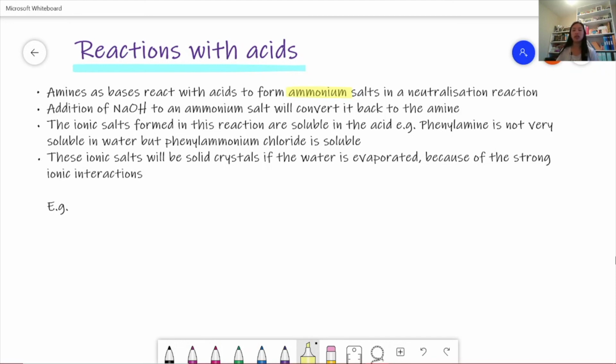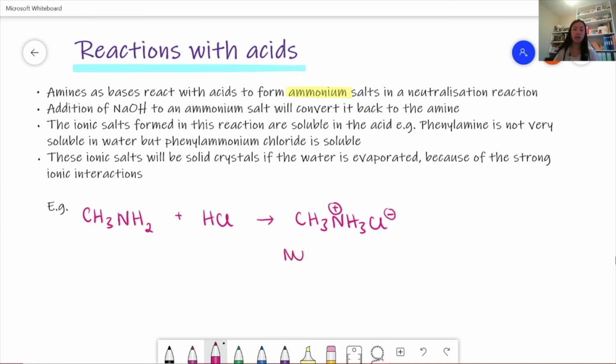And these ionic salts will be solid crystals if the water is evaporated because of the strong ionic interactions that take a lot of energy to break, and so they'll be solid. So the example we're going to look at is methylamine reacting with some hydrochloric acid. So we have methylamine, which is CH3 and then NH2. And then we're going to react this with hydrochloric acid. So what we get is CH3, NH3 plus, and Cl minus. And what we call this salt is methyl ammonium chloride.